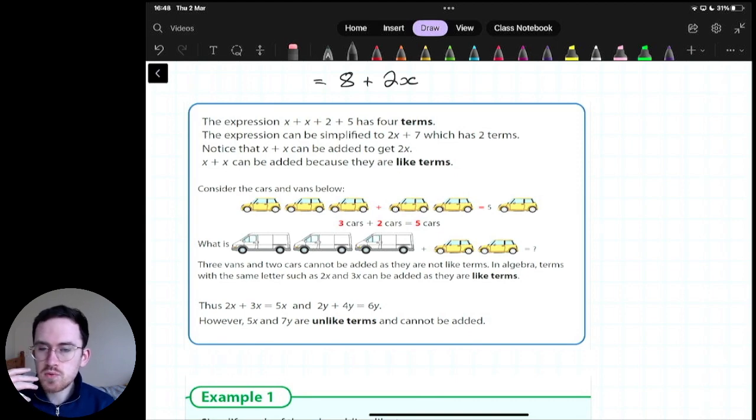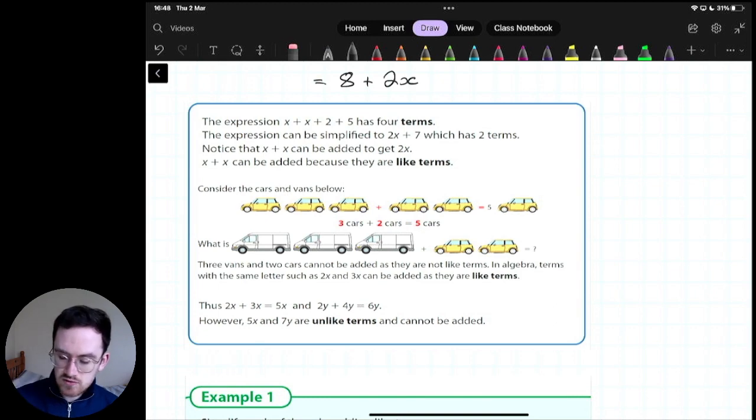And that's always what we're aiming for, something a bit shorter that doesn't have as many terms. Okay? So the x plus x can be added to give 2x. And why is that? Well, we said that before. If we look and see how many x's do I have? Well, I have 1 and I have 2. So altogether, 2x. And these can be added because they're called like terms.